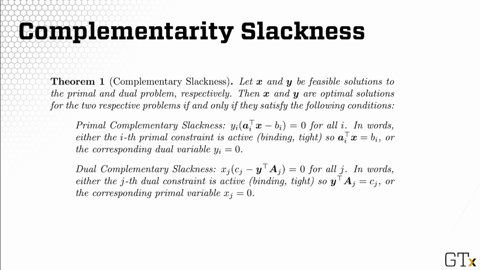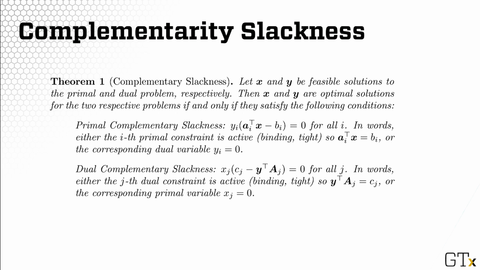It says, let x and y be feasible solutions to the primal and dual problems, respectively. So x is primal feasible and y is dual feasible. Here, by primal and dual problems, I mean the primal is minimize c transpose x, subject to Ax greater than or equal to b, less than or equal to b, equal to b, and y is the corresponding dual problem. So if x and y are two feasible solutions to the respective problems, then x and y are optimal solutions for these two problems respectively if and only if they satisfy the following conditions.